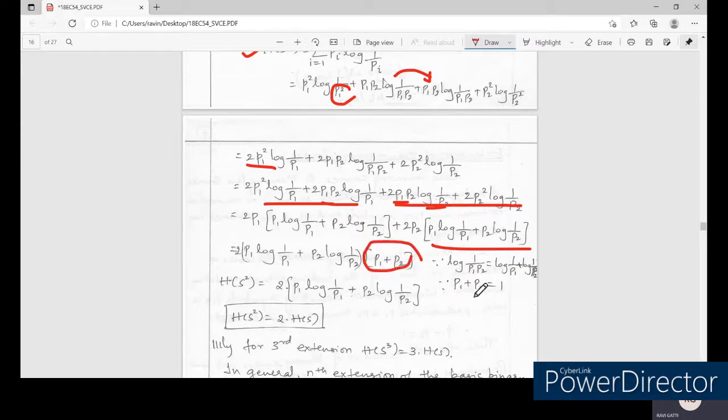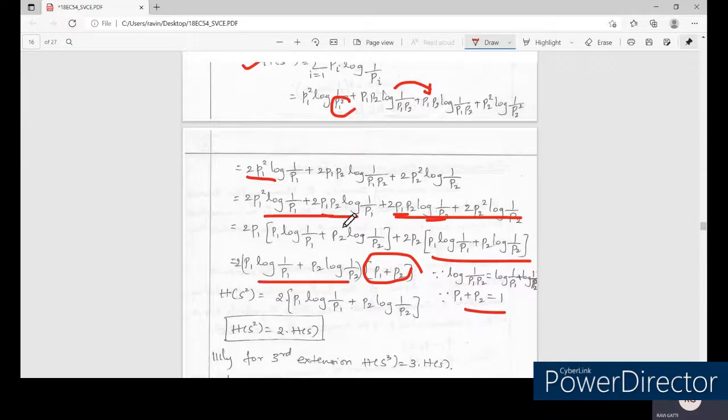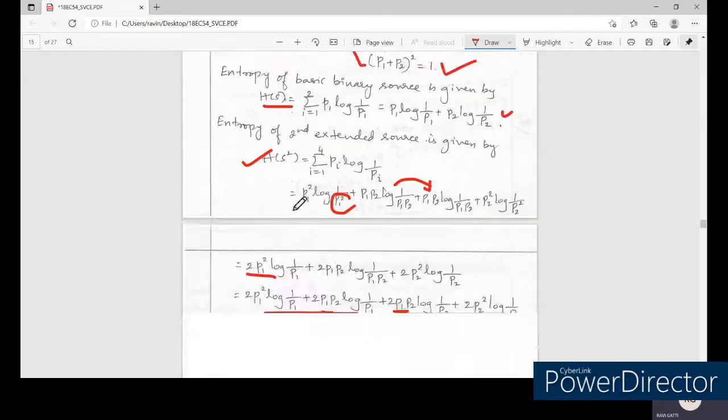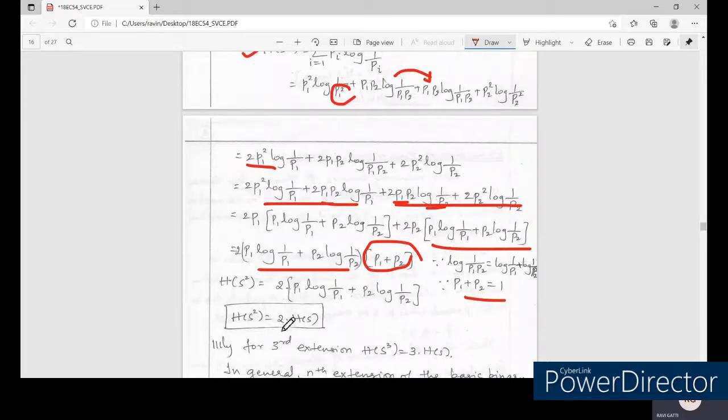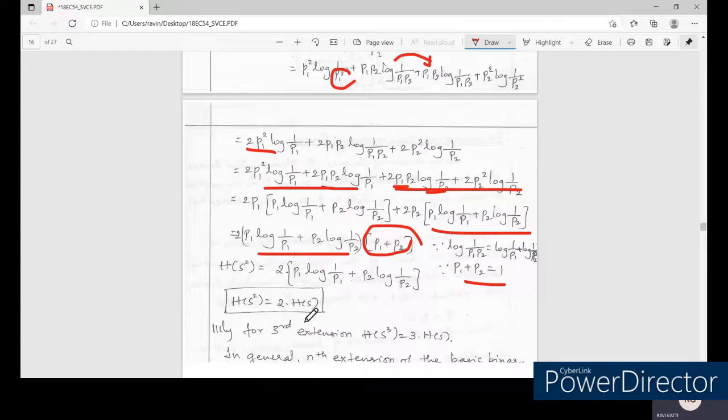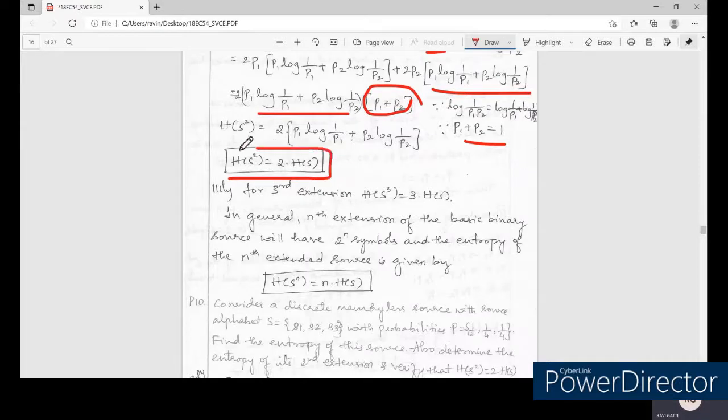We know that P1 plus P2 is equal to 1. And P1 log 1 by P1 plus P2 log 1 by P2 is the entropy of the original source, that is H of S. So if I substitute this, you'll be getting 2 into H of S into 1. Therefore the second extension of the zero memory source is nothing but 2 into H of S. Similarly, if I go for the third extension, H of the third extension is nothing but 3 into H of S.